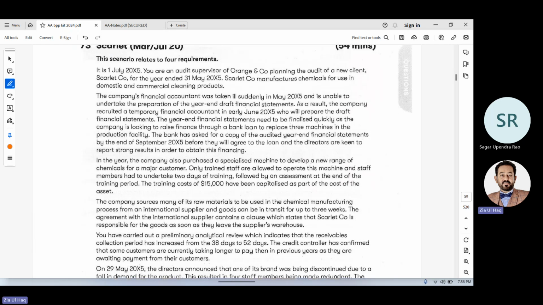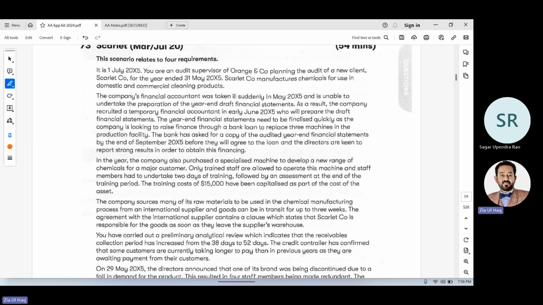Assume that it is 1st July 20x5. You are an audit supervisor of Orange and Company. I mean, this is the name of the audit firm, planning the audit of a new client, Scarlet Company. Your client company name is Scarlet Company and it is a new client.